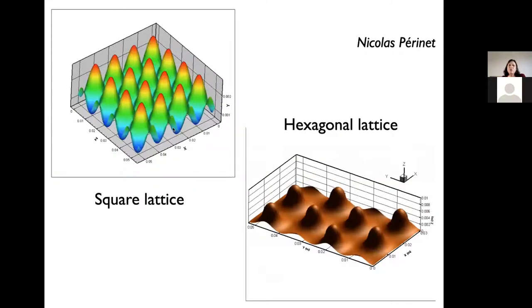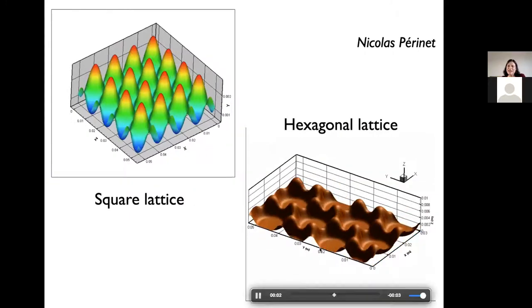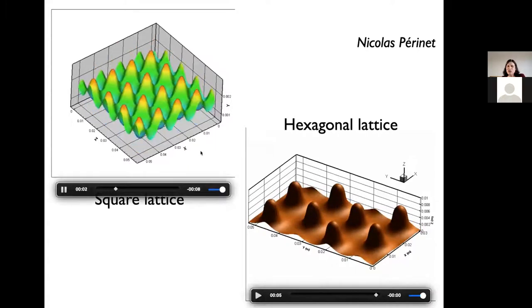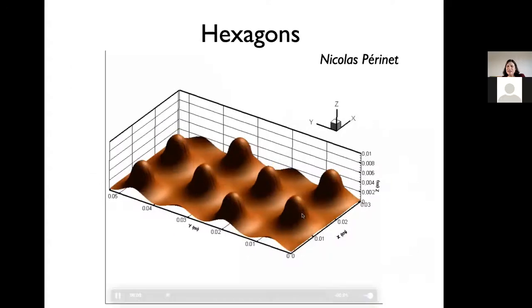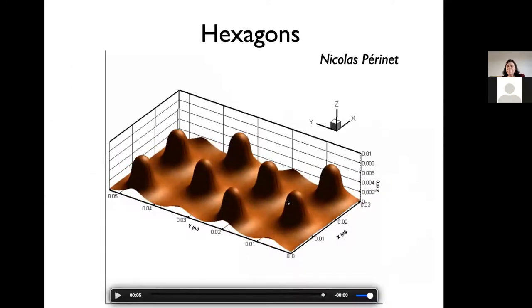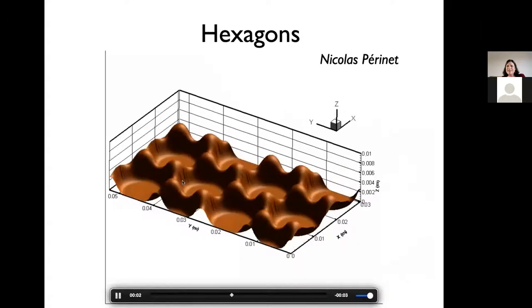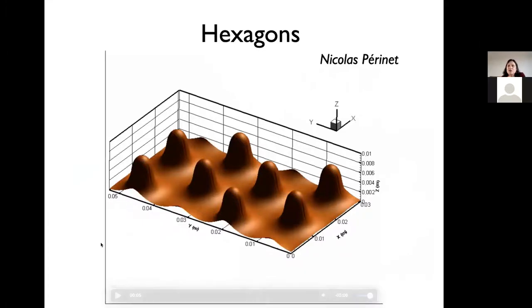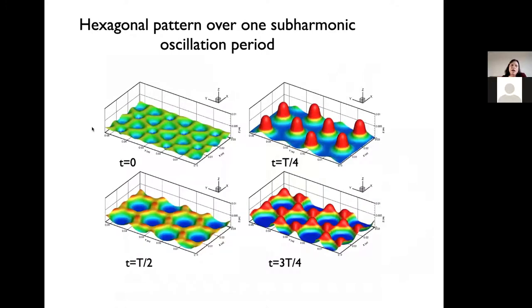So this film, whenever I click is the opposite. These are hexagons, and these are squares. Squares you saw already, and here's hexagons. You see that you don't see it so well now, but each one is surrounded by six bumps. Each one is surrounded by six. And these first investigations were done by Nicolas Périnet in around 2008-2009.